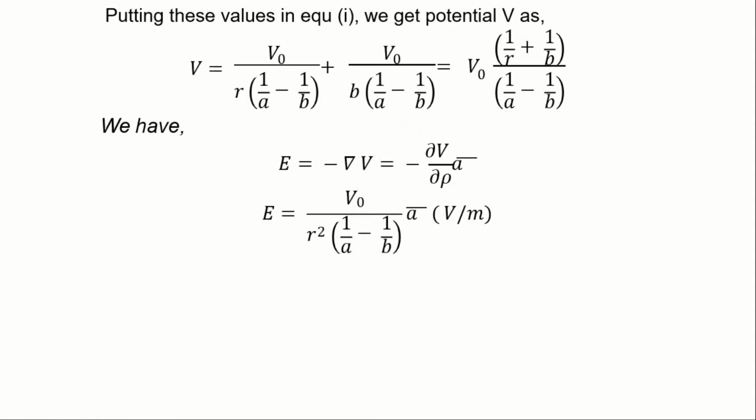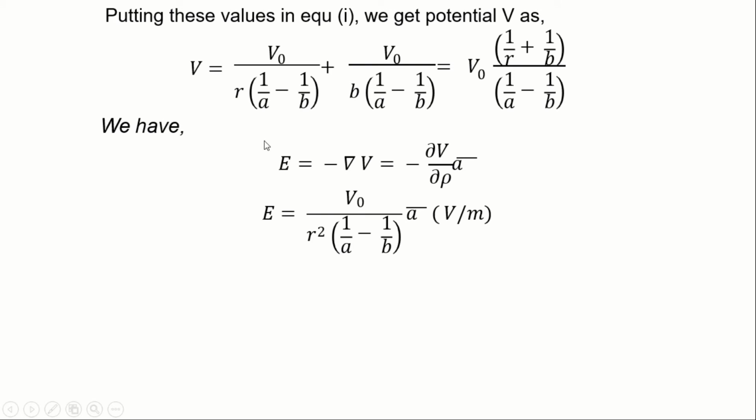Now if we put this expression of A and B, then finally we can get the final expression of capital V, which is V naught 1 by R plus 1 by B by 1 by A minus 1 by B. Okay, so this is the final expression of the potential.